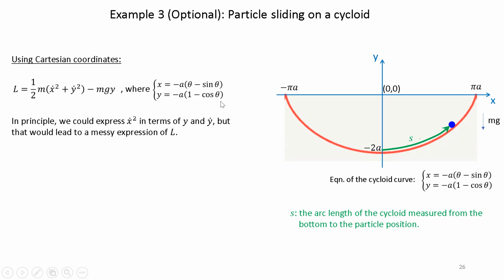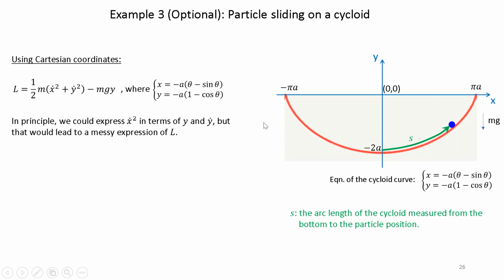So in principle, what you can do is eliminate x or y by using this. You can express, for example, x dot squared in terms of y and y dot. Then you make the whole thing contain just one coordinate variable y. Then you use one Lagrange equation, and you can solve out y as a function of time. However, if you actually try this, you realize that it will contain a very complicated expression in terms of y and y dot, all because of this sine and cosine over here.